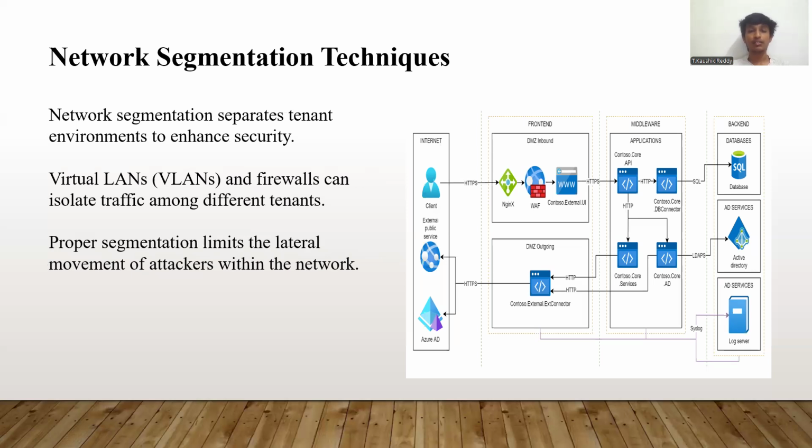The internet side includes the client, external public service, and Azure AD, and the front end includes the DMZ inbound, NGINX, WAF, and Contoso external UI. Next, the DMZ outgoing includes HTTP and the Contoso external connector, and the middleware includes the application, DB connector, core service, and the core and SQL. It goes to the database, AD services, Active Directory, and the log server.